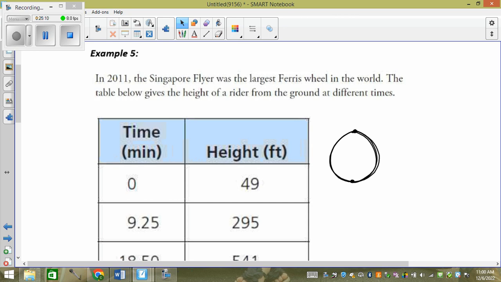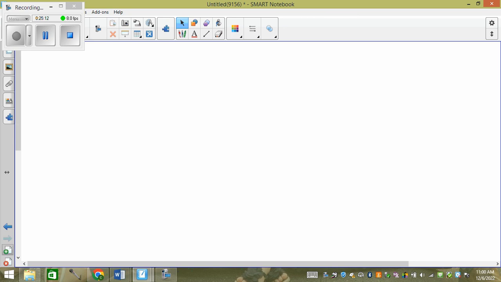We're not going to do this one. I'm just going to get you guys to look. Put your pencils down, everything. Everything's down and you're just paying attention because I want you to see how this would make a sinusoidal curve.